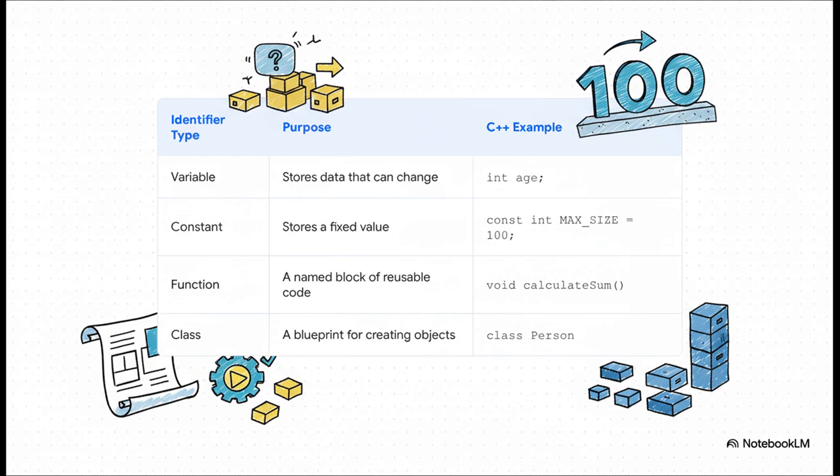So what kind of stuff do we name? Well, here are the most common things. We name variables, which hold data that can change, like a person's age. We name constants for values that should never change, like the maximum number of players. We name functions, which are just chunks of code we want to reuse. And we name classes, which are like blueprints for building more complex things in our program.